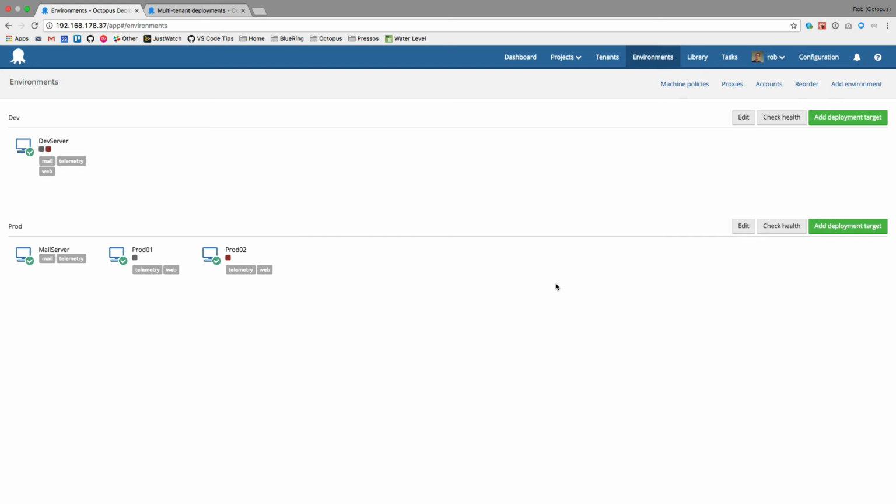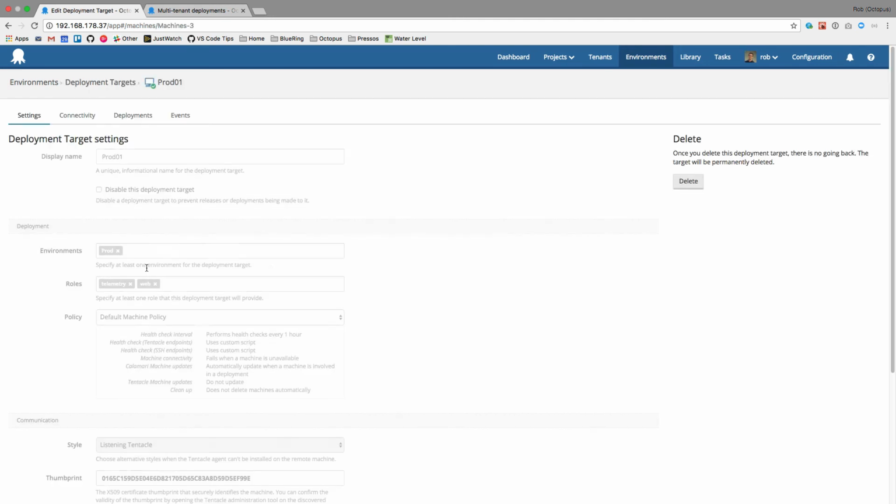And dev has a single server that does everything, but production is a little more interesting. I have a mail server, which is a deployment target for untenanted projects only, and it's used for being a mail server, but it also has the telemetry role, which means that I can deploy my monitoring agent to it. And if we look, we also have a pair of production web servers, and they both are tenanted deployment targets. One is for standard customers, and then there's a beefier machine for VIP customers, so they get better performance. But you can notice they also have the telemetry tag, which would mean we could now deploy our monitoring agent to these servers.